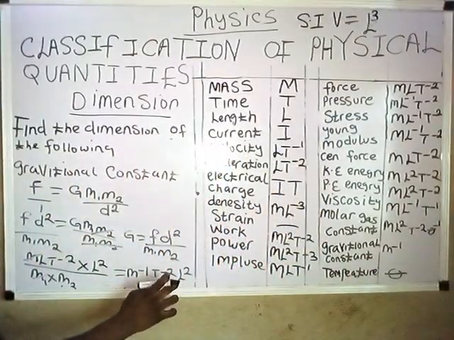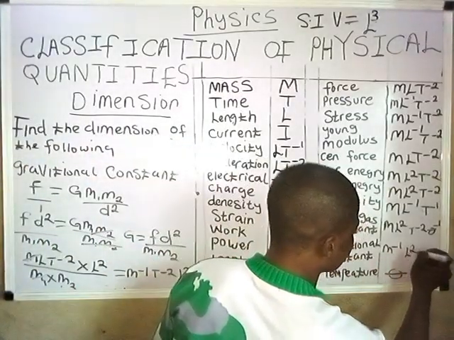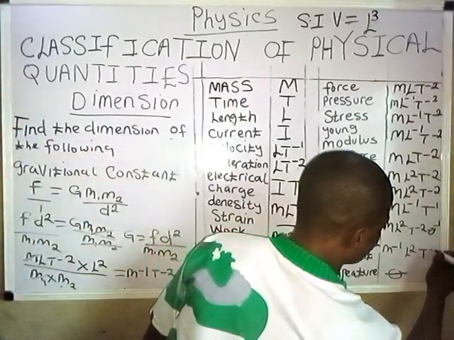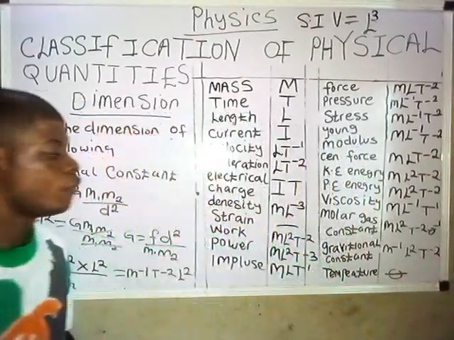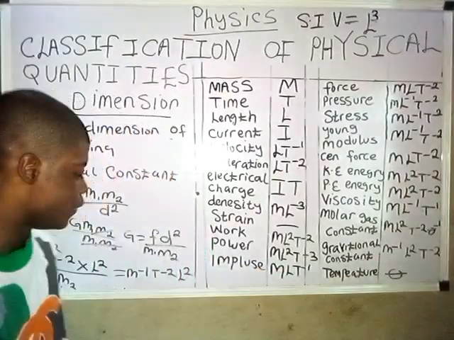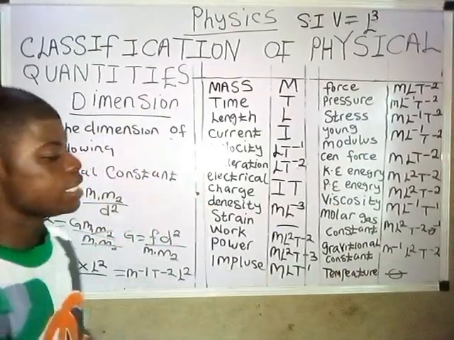Let me arrange it accordingly. So L squared t to the power of minus 2. So the dimension for the gravitational constant is m inverse L cubed t inverse squared.